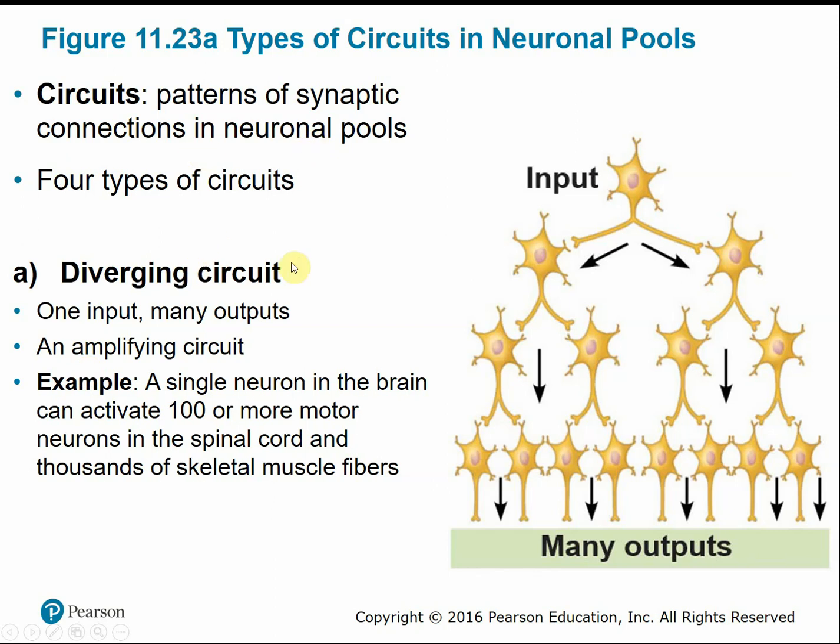In a diverging circuit, we have one input but many outputs. It's branching out and spreading wider and wider. This is sometimes referred to as an amplifying circuit. An example would be a single neuron in the brain that can go on to activate 100 or more neurons in the spinal cord or skeletal muscle fibers.